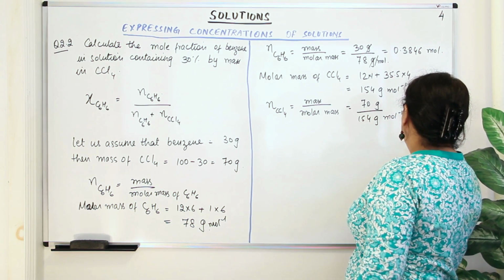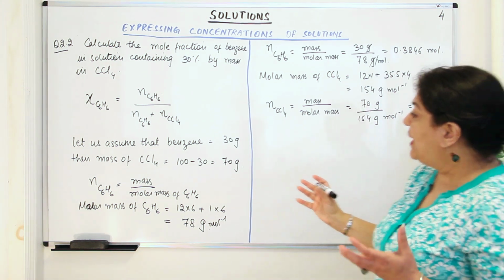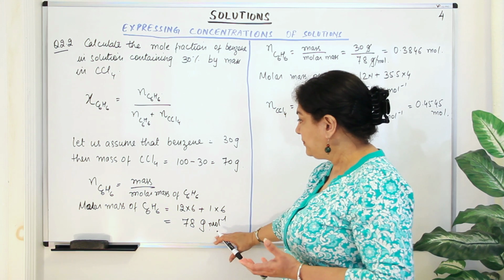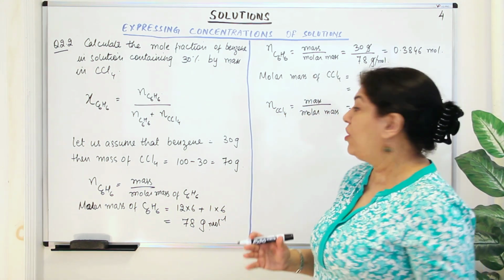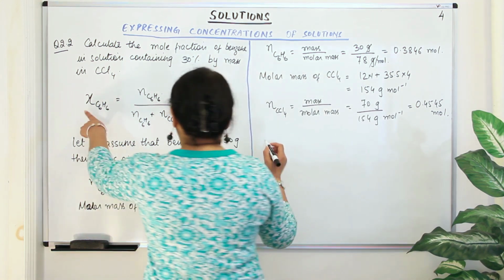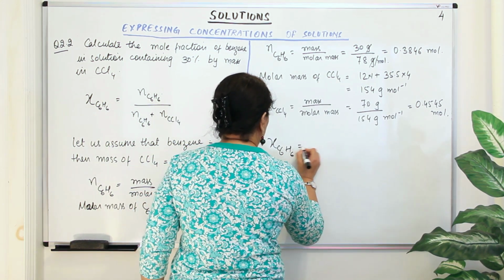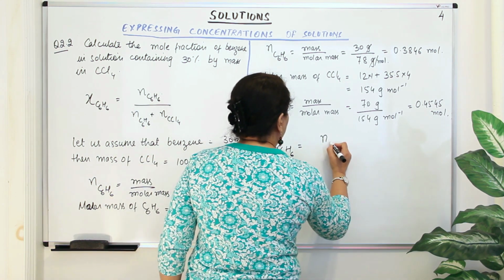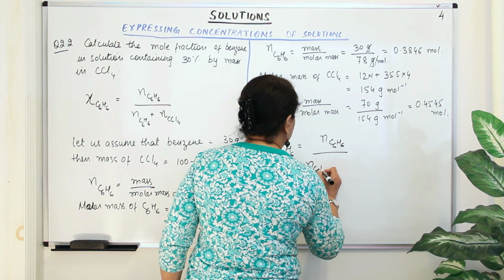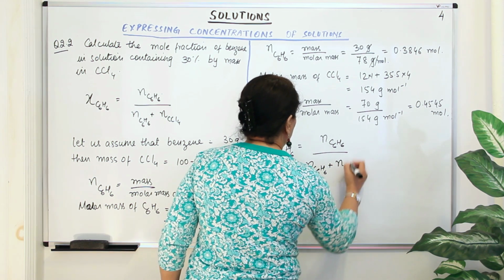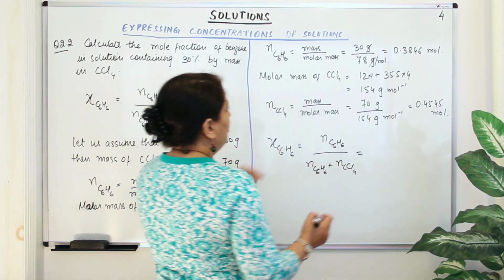0.4545 mole. Now we have all the required quantities. We have the number of moles of benzene, and we have the number of moles of CCl4. So find out the mole fraction. XC6H6, the mole fraction of benzene, would be equal to the number of moles of C6H6 upon the number of moles of C6H6 plus the number of moles of CCl4. And now substitute these values. What do you get?